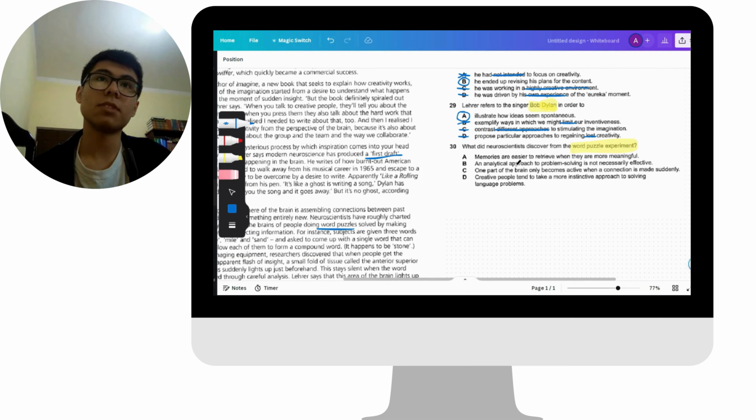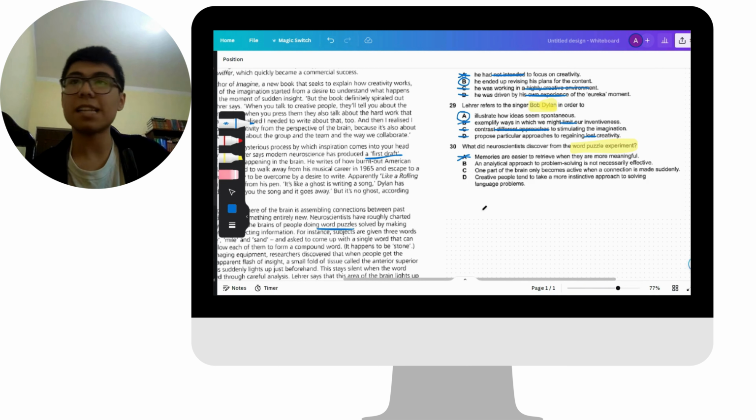Memories are easier to retrieve when they are more meaningful. Was it something that they discovered? No, right? It might be logically true, but we don't have that in the text, right? So never depend on your own knowledge. Even if that is true, just base yourself on the text. Analytical approach to problem solving is not necessarily effective. Have they said that analytical approach is not that effective? We don't really know that. They haven't talked about analytical approach.